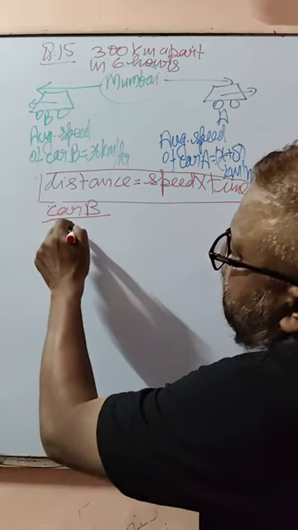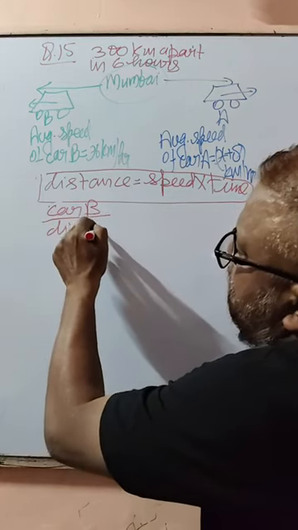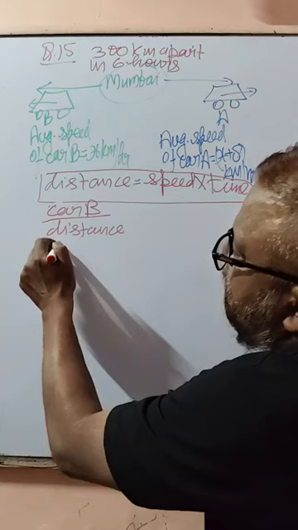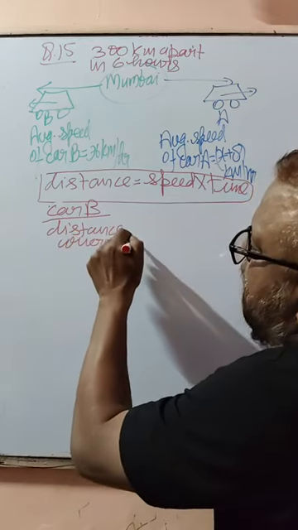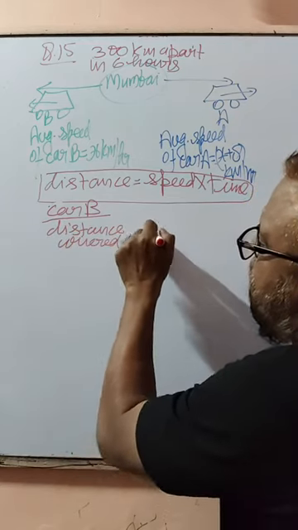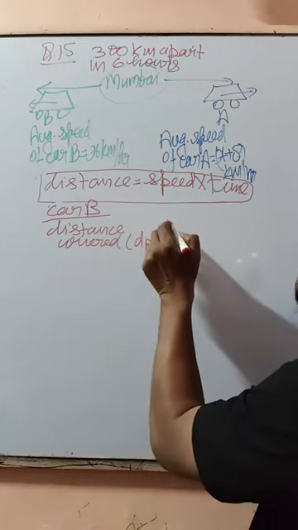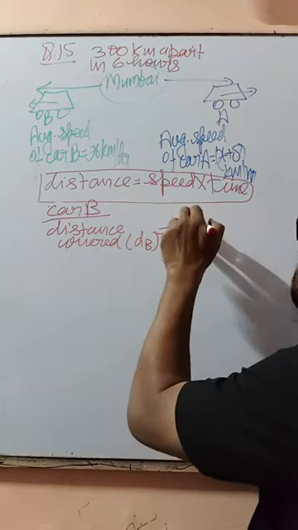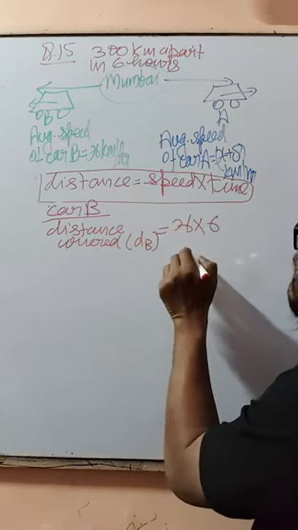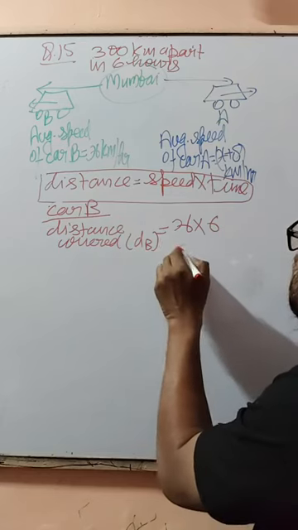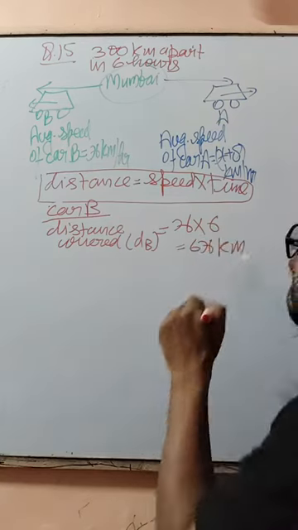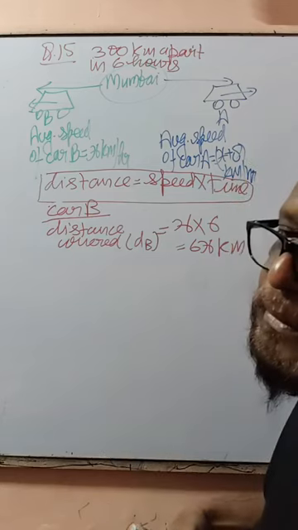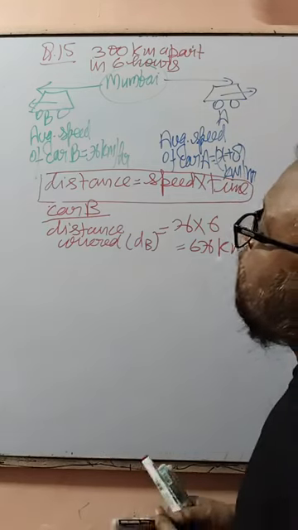Distance covered, that is dB, is equal to speed x, time is 6. So it is 6x kilometers, right? For car A.